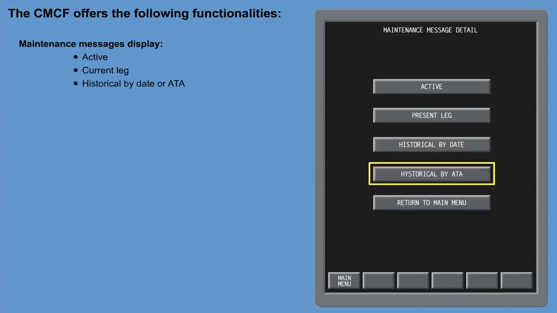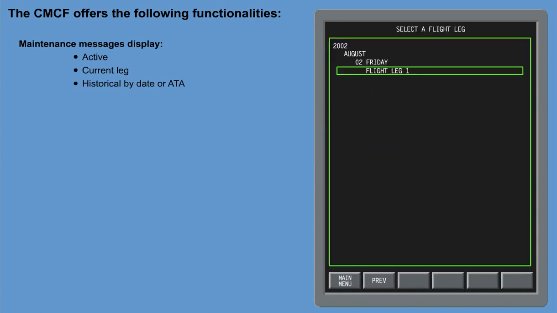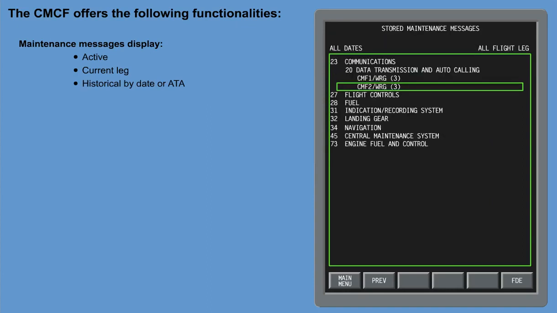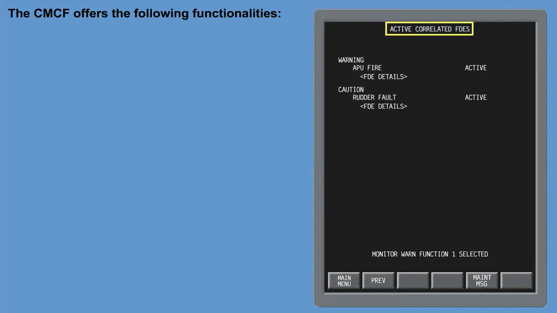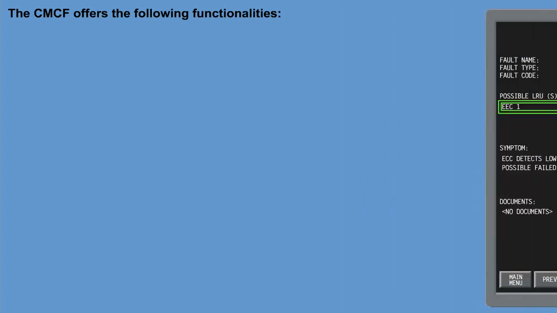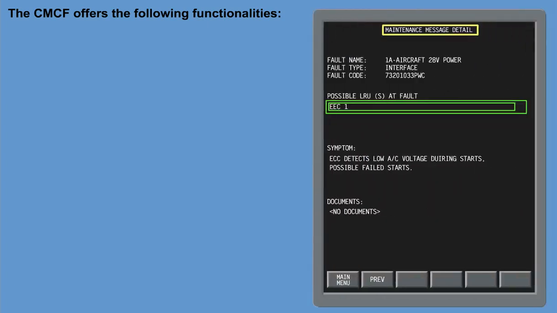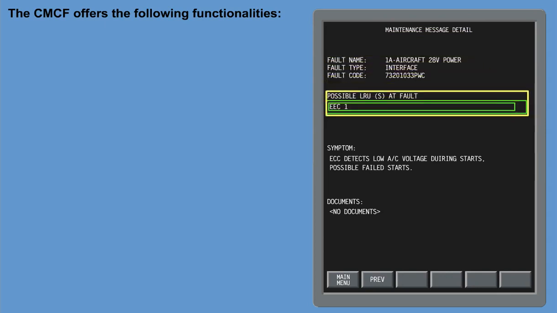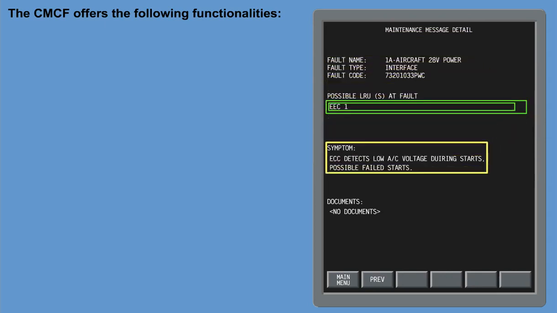Historical by date or ATA: all stored maintenance messages, whether they are active or inactive, displayed and sorted by either ATA chapter or date. CAS message correlation: for every ICAS message with an associated maintenance action, there is a corresponding maintenance message. Maintenance message details: the displayed information in the maintenance detail page includes the fault name, type, and code, a field for the LRUs at fault, a field for symptom text, a field for linked documents.